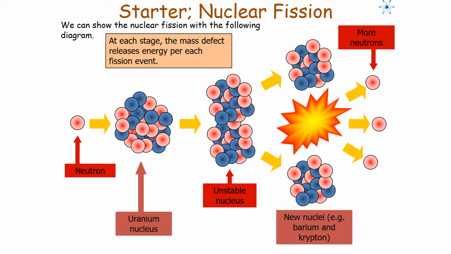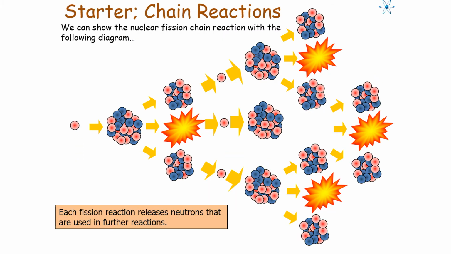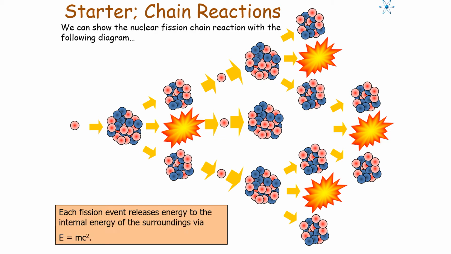Now, what happens is at each stage, the mass deficit releases energy per the fission event. Because mass has turned into energy, at each of these processes, energy is released. Each fission reaction releases neutrons that are used in further reactions. So each fission event releases energy to the internal energy that surrounds it, by E equals mc squared.